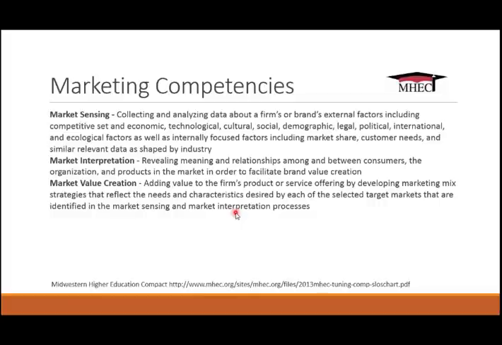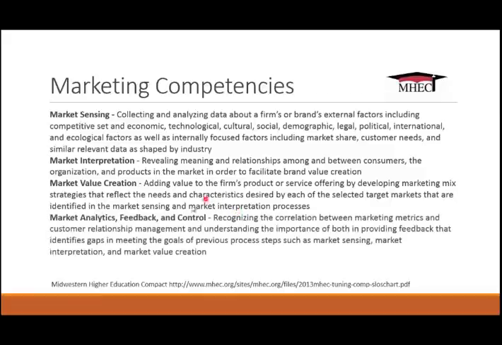So the major competencies of marketers are to sense the market, interpret the market, create value for the market, but then also to analyze how well we did that and get feedback so that we can understand any gaps that might exist in meeting the goals that we established in the previous steps and making changes so that we can better meet needs of whoever it is we're trying to serve, of our target market.